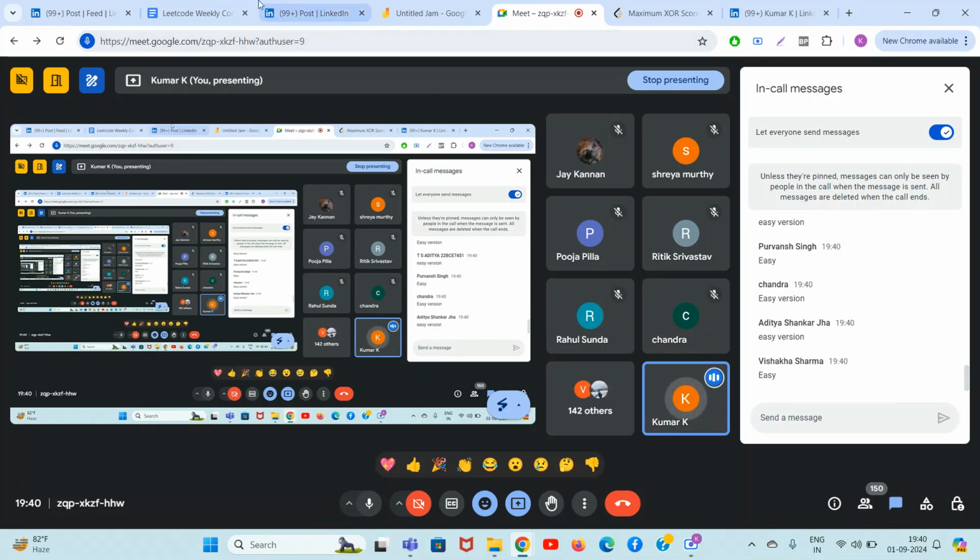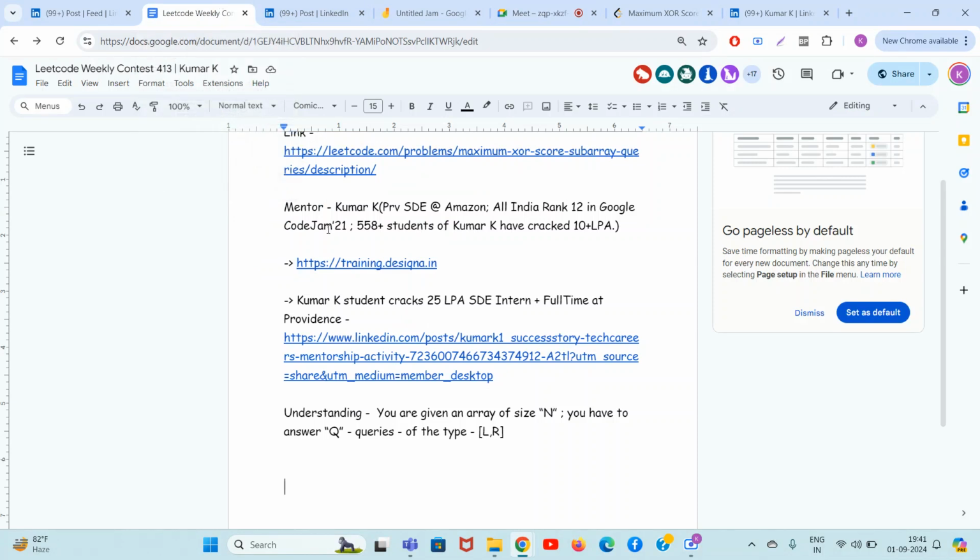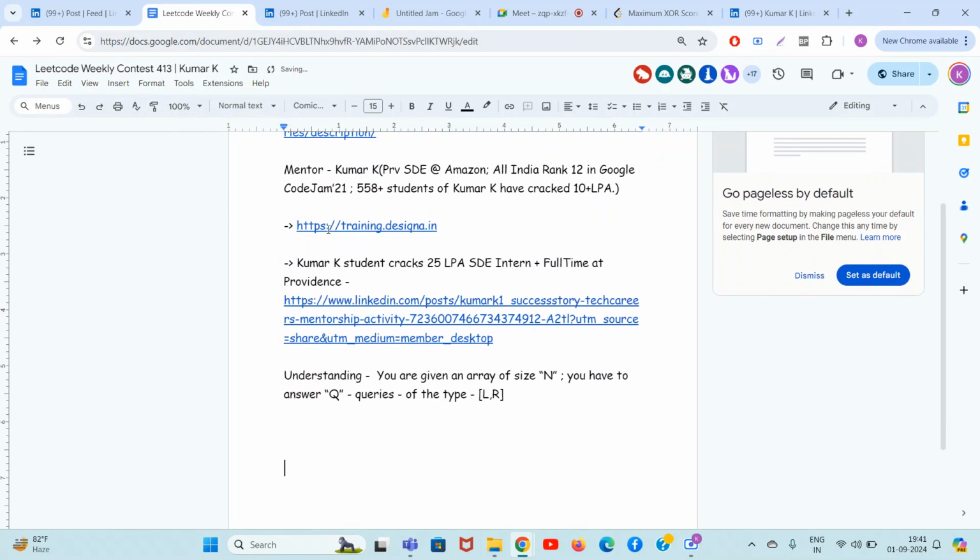So guys, the easy version is: for each range L to R, calculate its XOR score. The definition of XOR score is different.